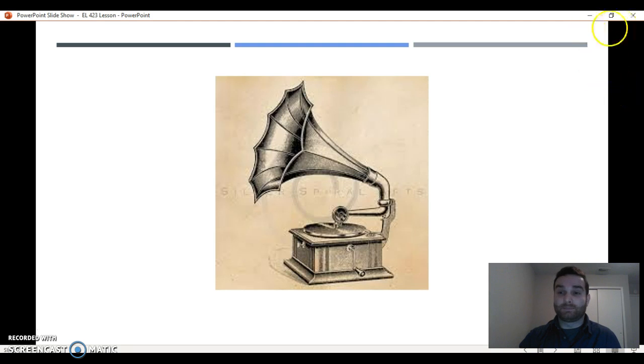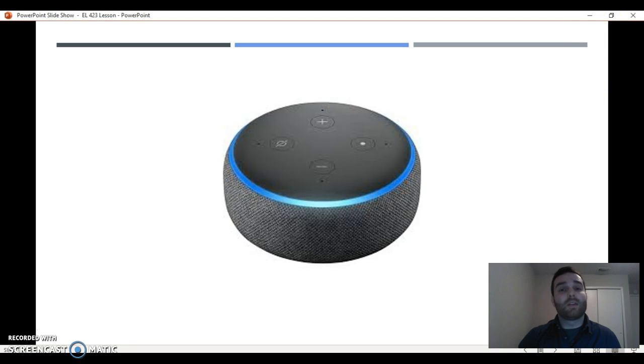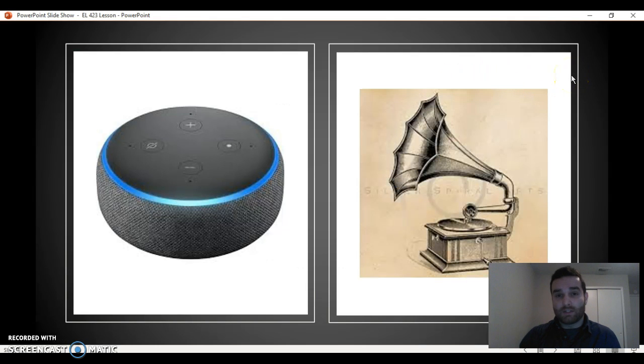Let's look at our next item. Okay, some of us may know what this is. This is something that some of us may have in our homes. This is a Bluetooth speaker. Again, this is used to play sounds and songs. Now let's compare the two. Which one do we believe is from the past? Correct. That is the record player.